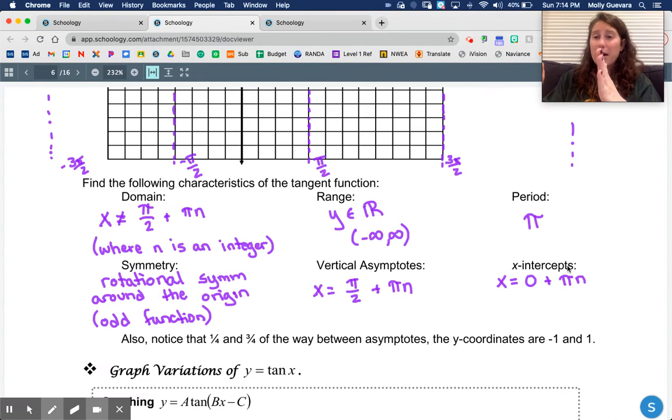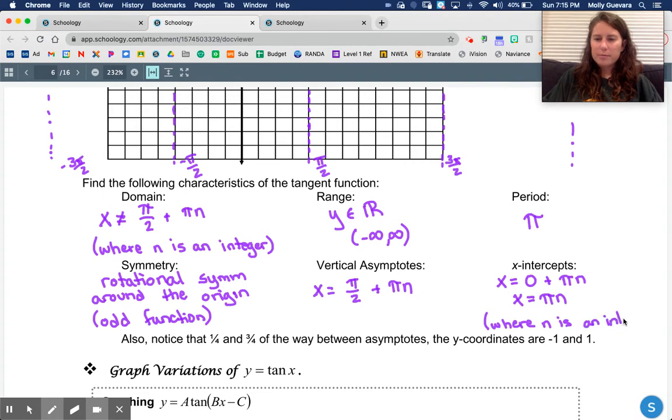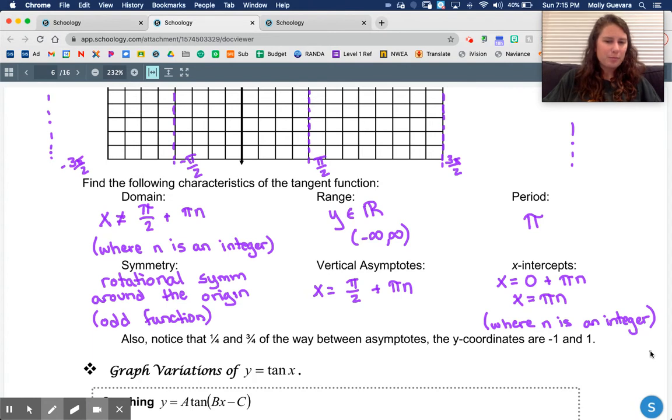So 0, pi, 2 pi, 3 pi, so on and so forth, or at 0, negative pi, negative 2 pi, negative 3 pi, so on and so forth. And you don't have to write the 0. I was just showing you that's where we're starting. So x equals pi n is okay too, where n is an integer. So again, you can't have any decimals or fractions or anything like that for n.